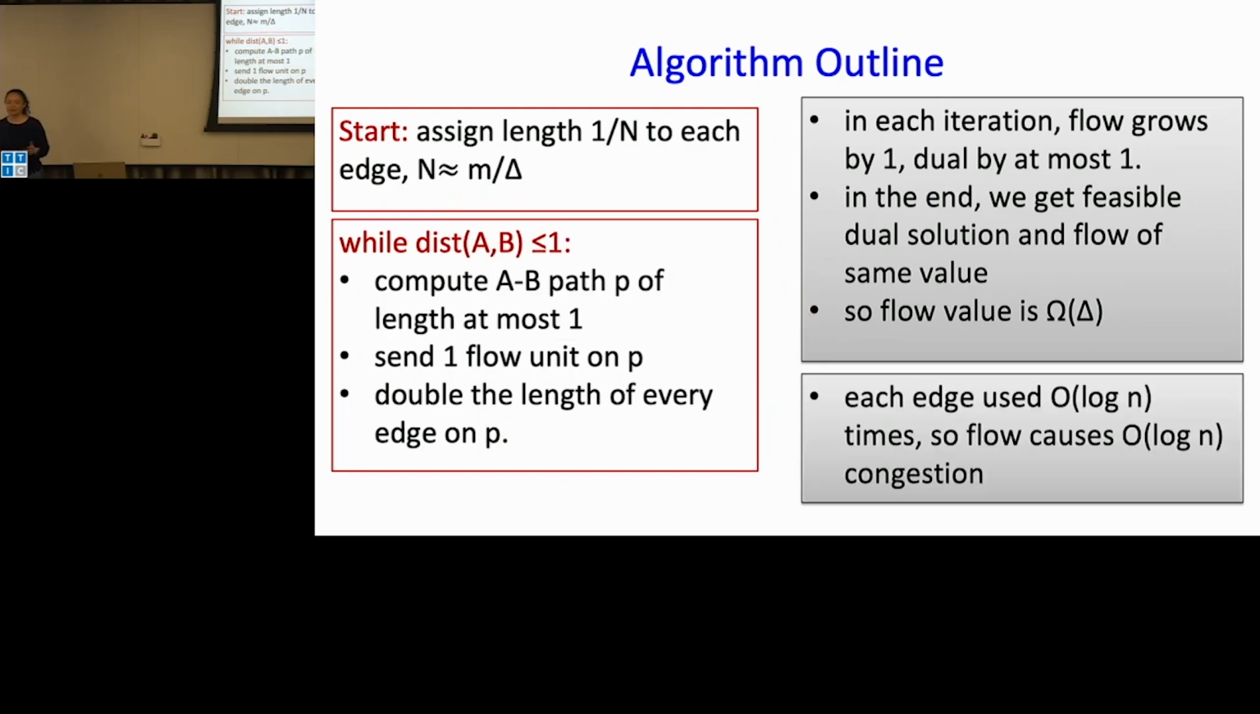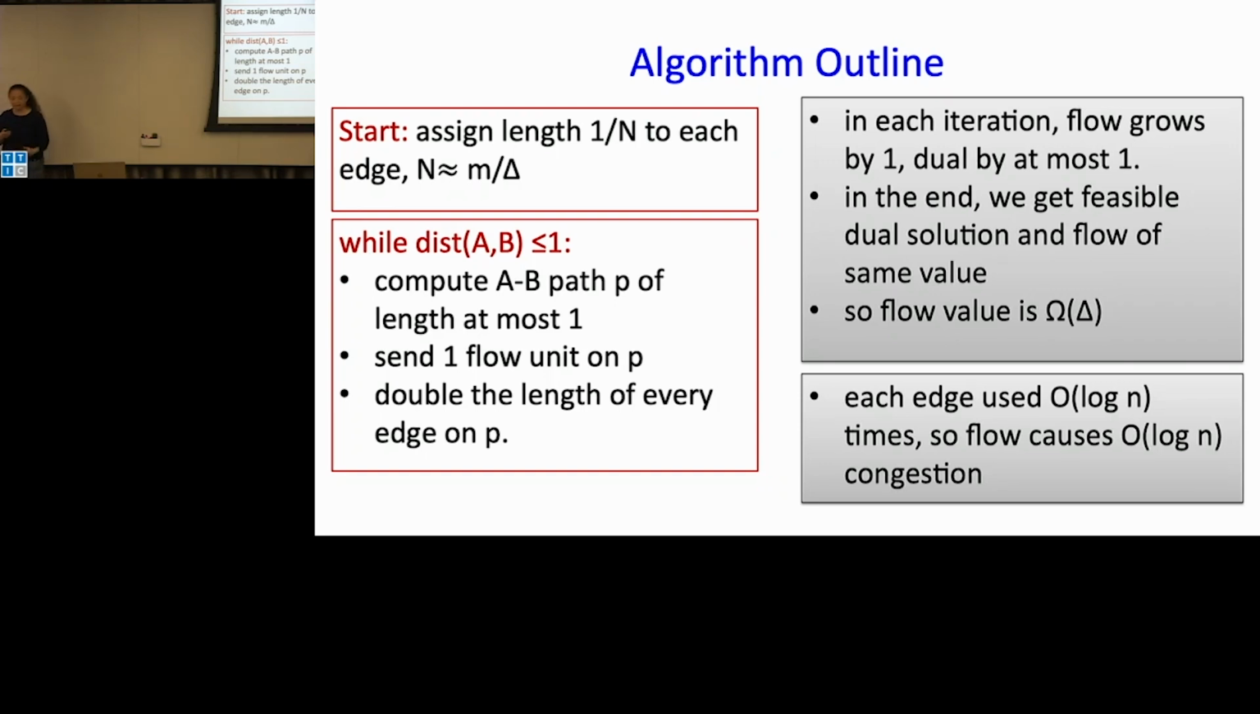Also, you can show that every edge participates in at most log n paths, or carries at most log n flow units. And it's pretty simple because every time that I'm using an edge, I'm doubling its length. The moment it reaches 1, I can't use it anymore because I only take paths of length at most 1. So this is great. We get almost optimal flow, but it causes logarithmic congestion.